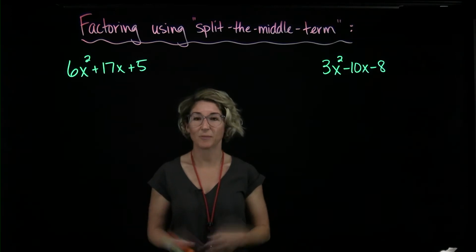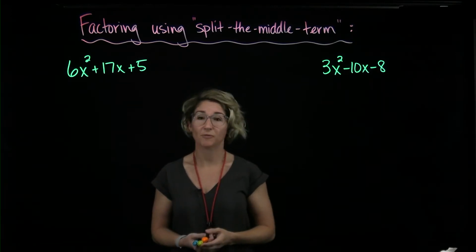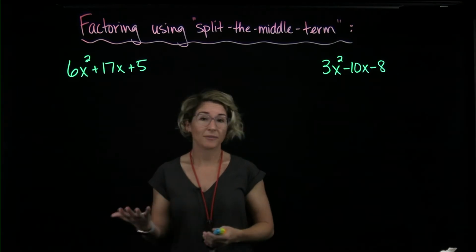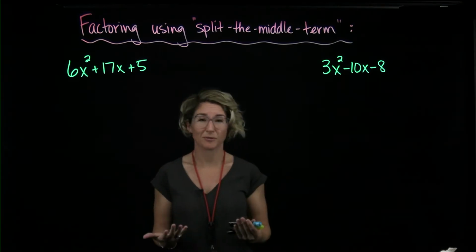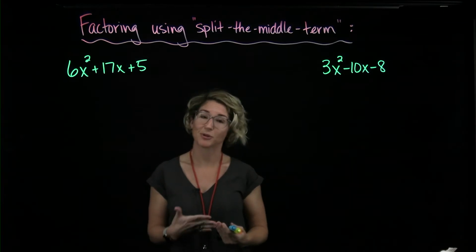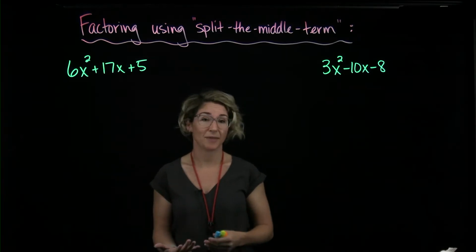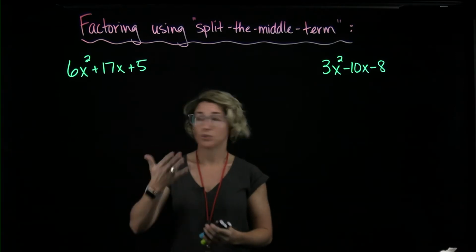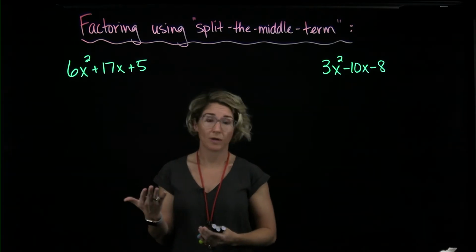Hi, in this video I'm going to do two examples for you to help you factor a trinomial with a coefficient other than 1. The method that I'm going to show you here is called split the middle term. Some instructors call it split the middle term, some instructors call it the AC method. Okay? On this trinomial, there is no GCF, greatest common factor, that I can pull out of all three terms.